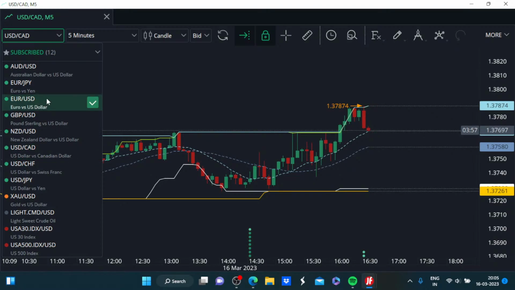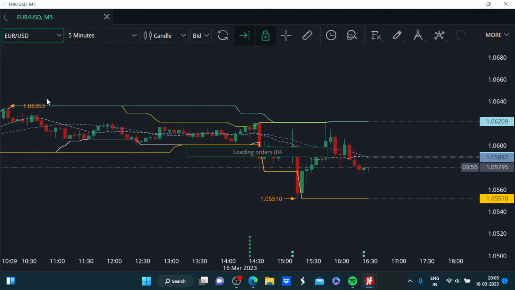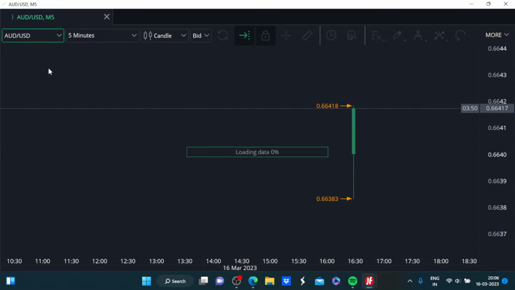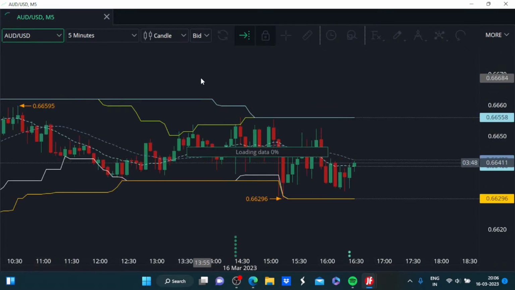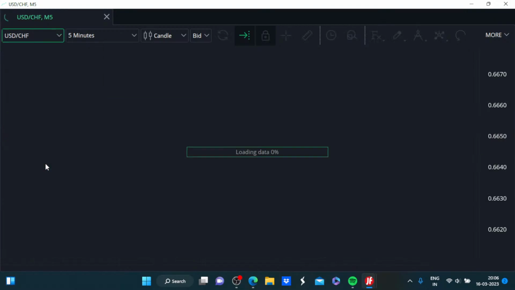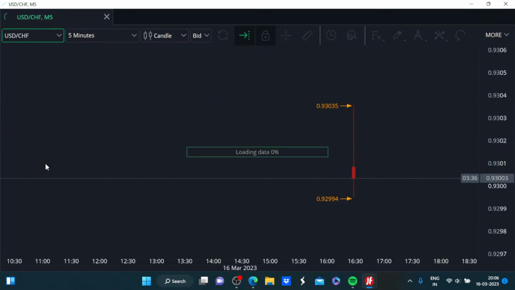So the CAD is also looking a lot more bearish in comparison to the other major currencies. We saw that the AUD is also looking bearish. So we have some currencies looking bearish and some currencies looking bullish, with CAD being the most bearish and JPY being the most bullish of all the major currencies which we have seen so far.